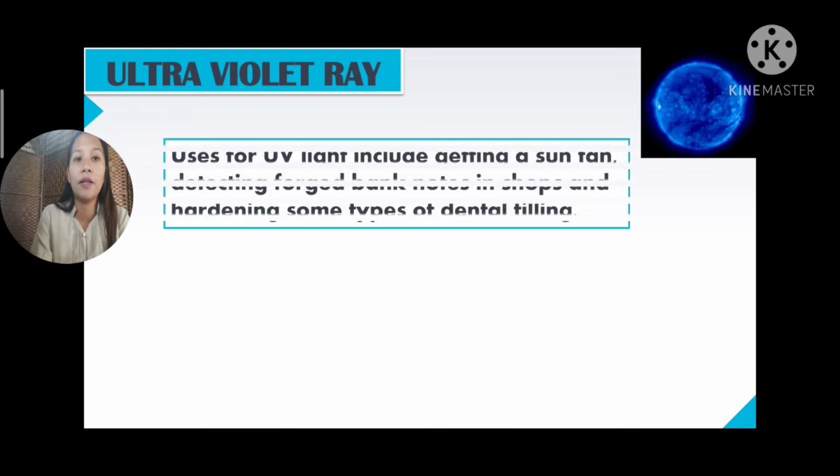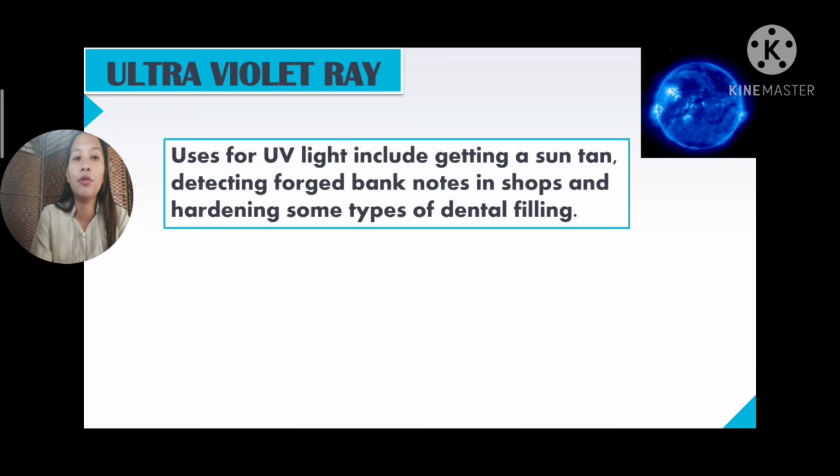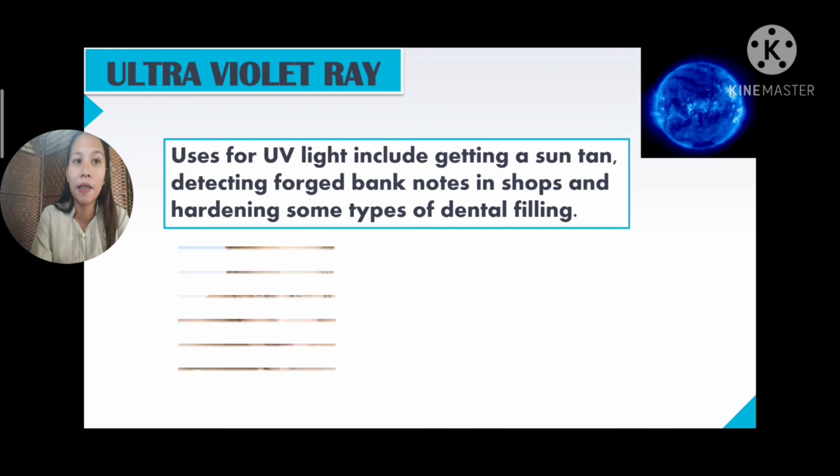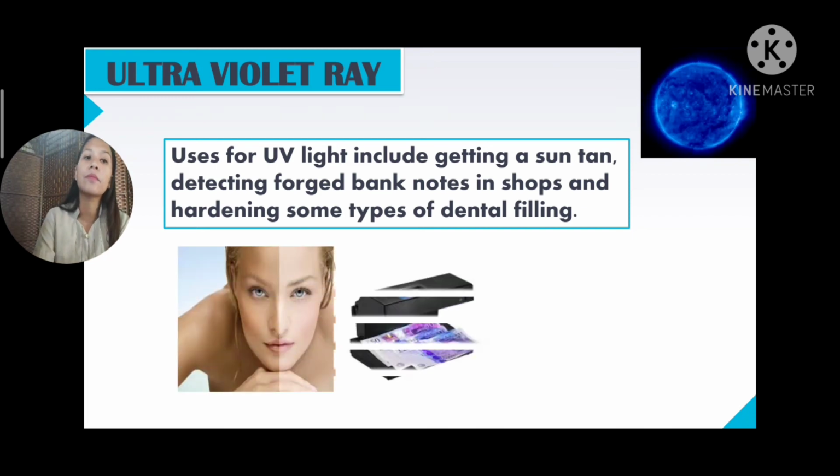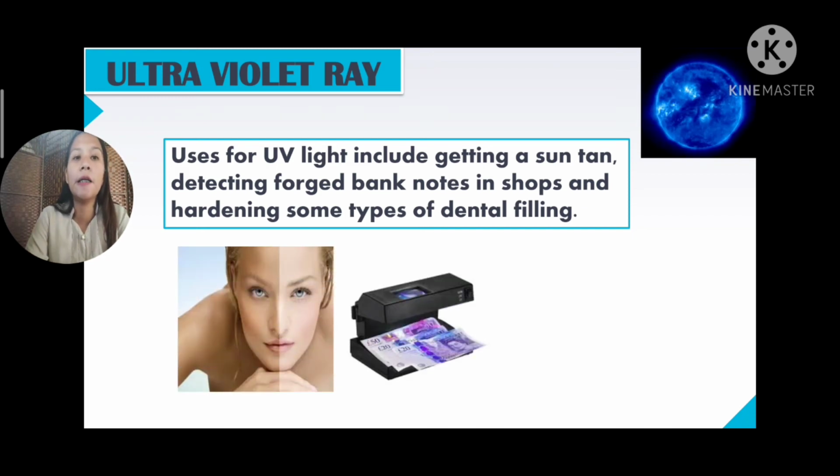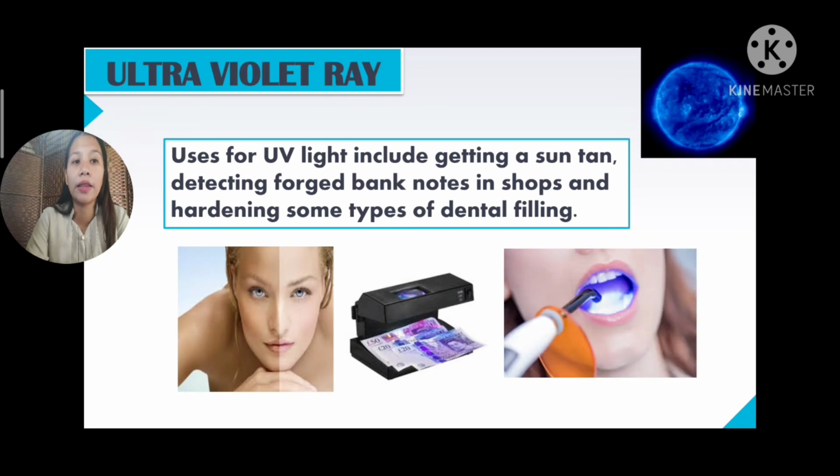You might know this type of electromagnetic waves as UVB, UVA, or UVC, and these are the ultraviolet waves. Uses for UV light include getting a suntan, detecting forged banknotes in shops, and hardening some types of dental filling.